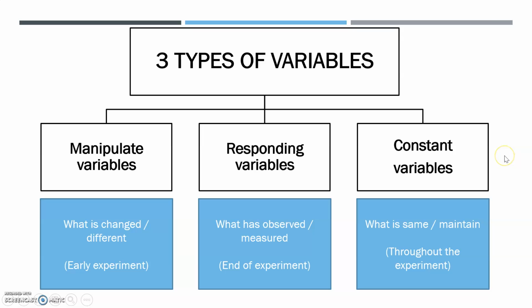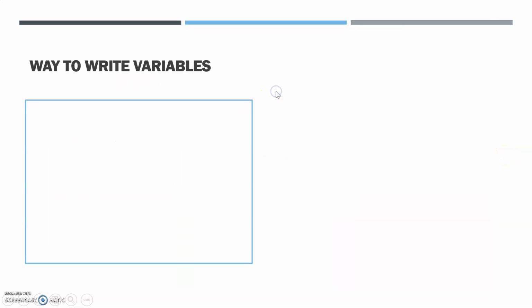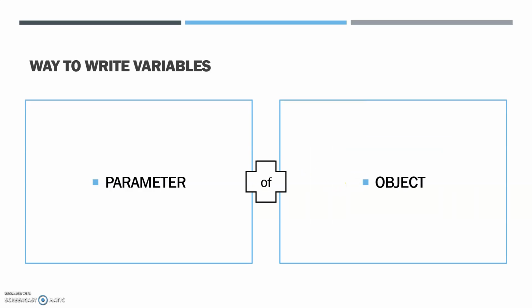Okay, look at the next slide. How to write variables. Macam mana kita nak menulis variable ni? At least mesti ada two words. Tapi in English combine with the word "of". And then the first one is parameter of object.